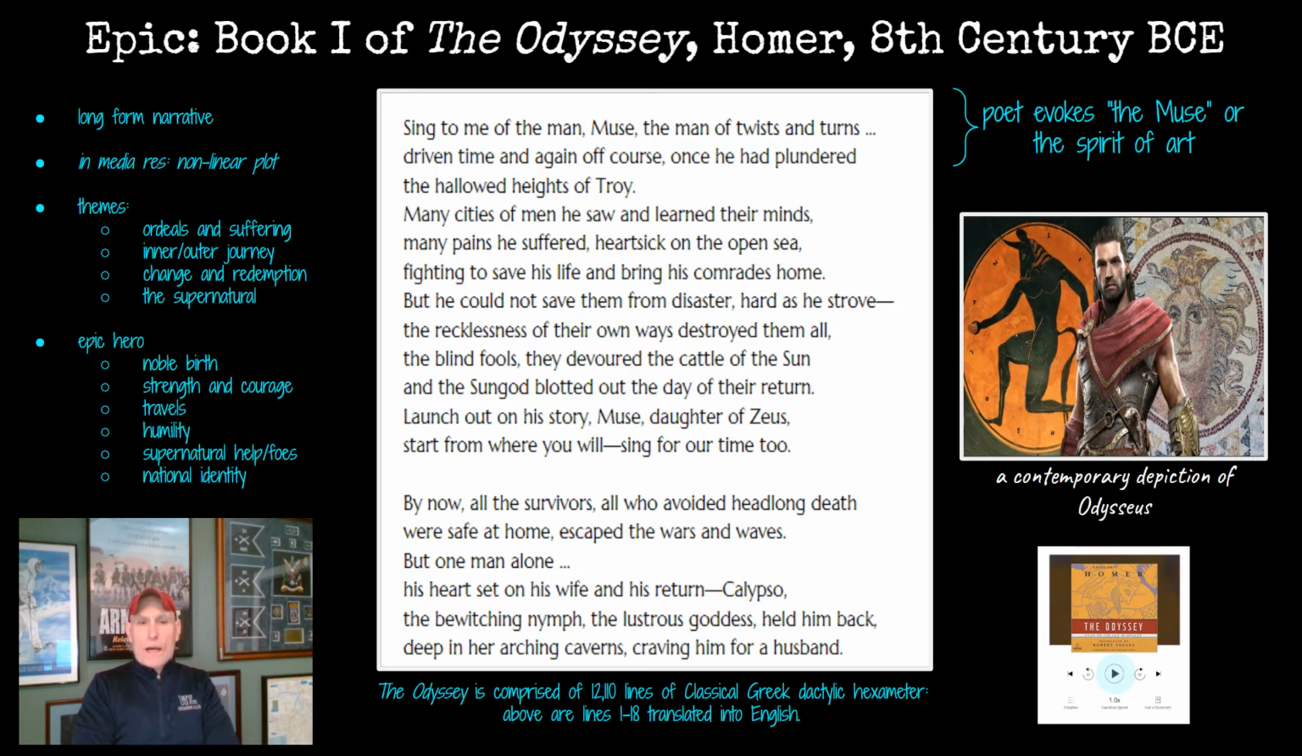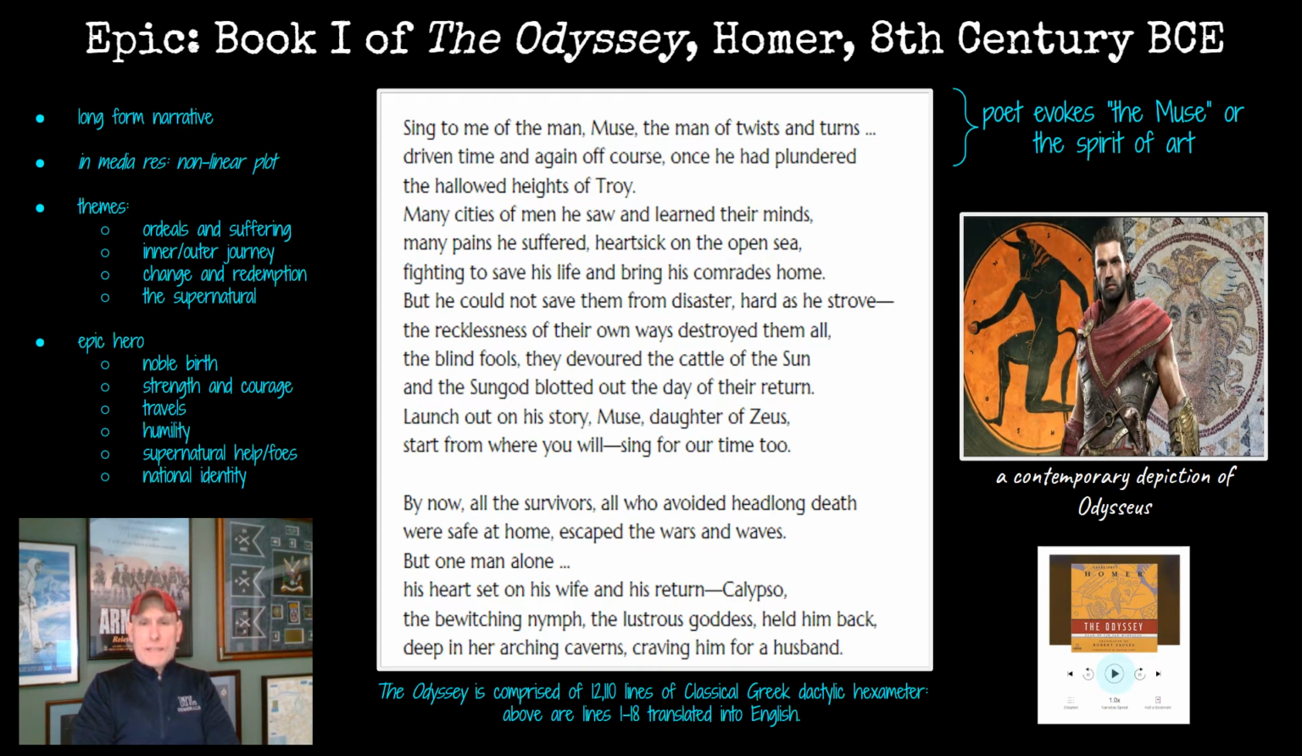So while the Odyssey is a long poem, some 12,000 lines long, in Greek it was in dactylic hexameter. In English, the translation wasn't able to sustain the Greek meter. So it is essentially free verse after being translated.